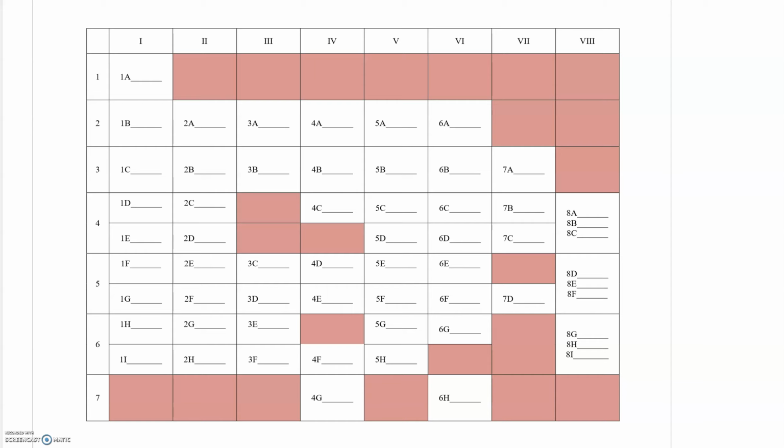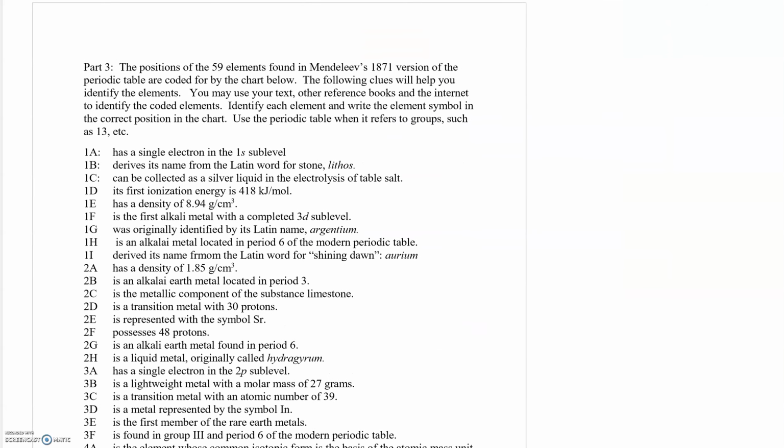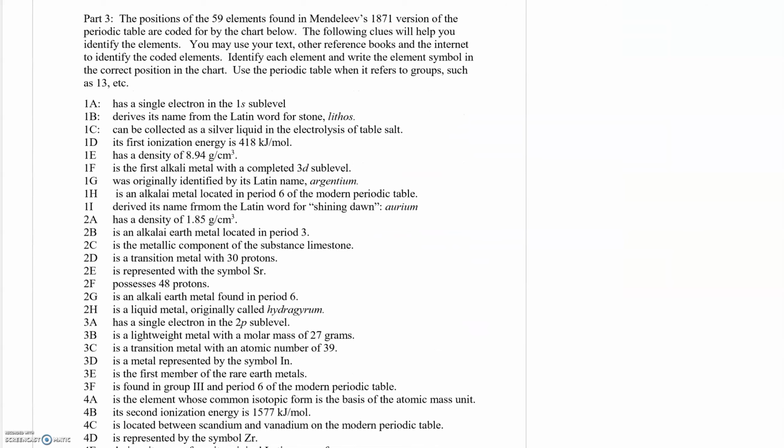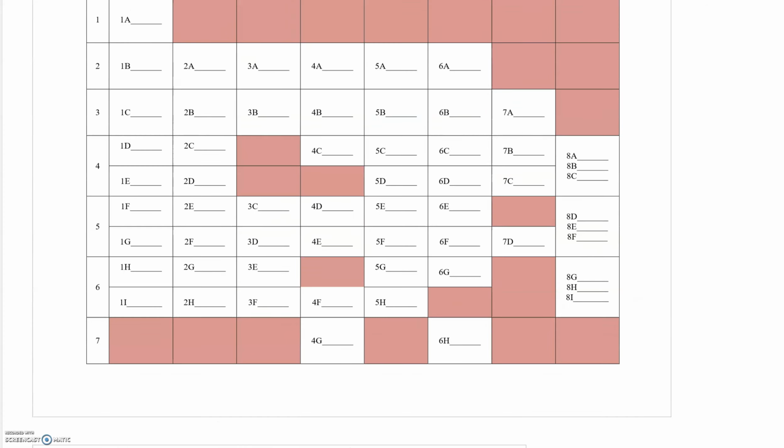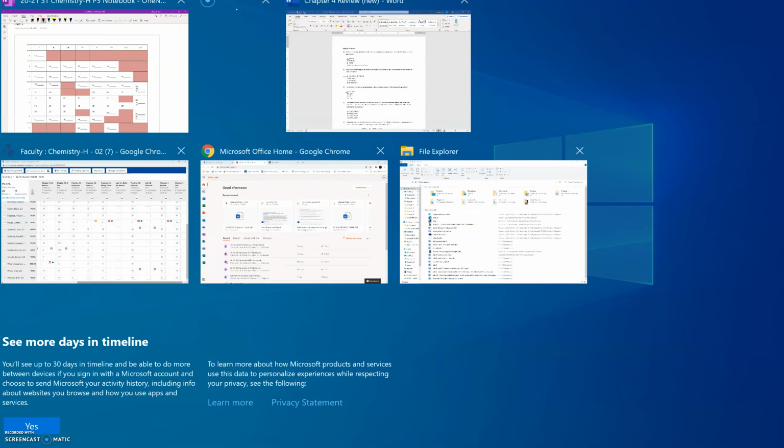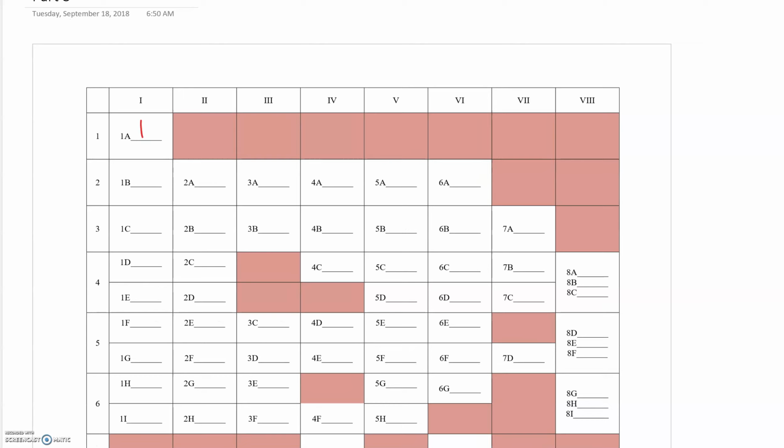And that's fine. What we have are a number of columns, Roman numerals 1, 2, 3, 4, 5, 6, 7, and 8, and we also have 7 rows. And for each of these elements, 1A, 1B, 1C, there is a corresponding clue. And we're going to do the best we can to fill in the blank elements of this periodic table with the clues that pertain to each. So obviously 1A has a single electron in the 1s sublevel. Well, if you already did part one, you know that there's only one element with a single electron in the 1s sublevel, and that of course is hydrogen. And I would like it if you could please complete this periodic table to the best of your ability.